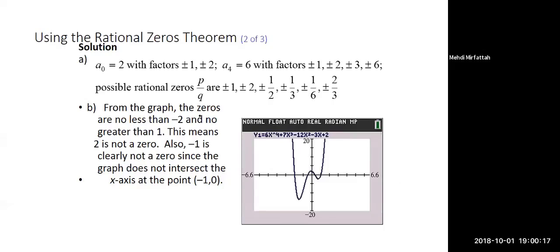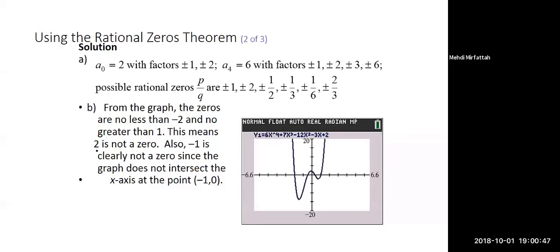From the graph, look at the graph. The zeros are no less than minus 2. They cannot go below minus 2. This is minus 1, this is minus 2, so they cannot be below minus 2. There's no zero here. Your graph is not going to pass the x-axis below -2. Also, your graph is not going to pass the x-axis right after 1. Okay, this is 1. There's nothing after 1, right?